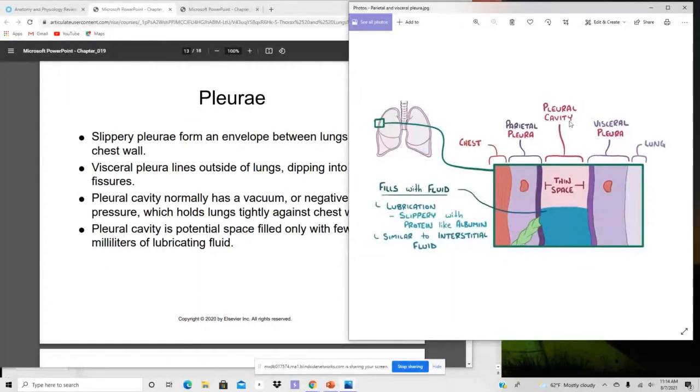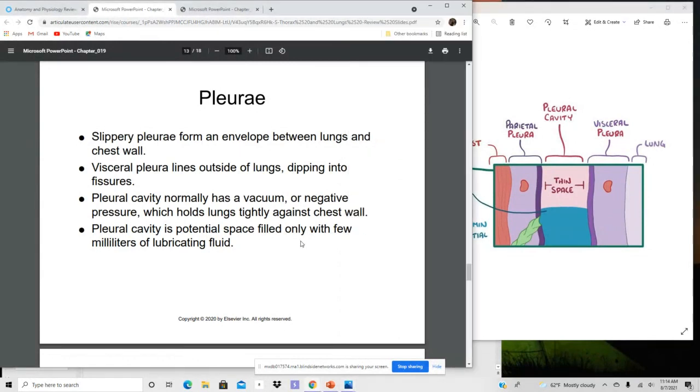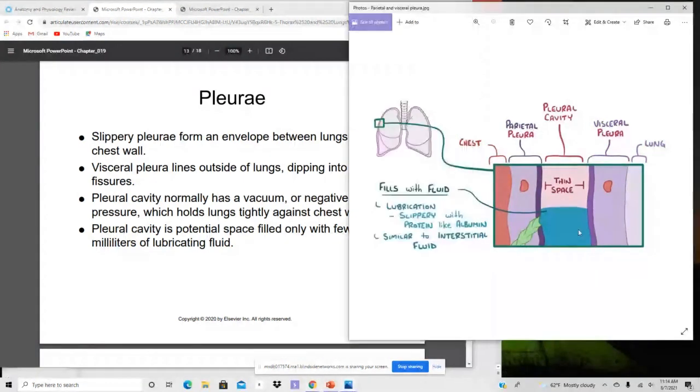And normally the pleural cavity has a thin amount of fluid, normally about 10 mLs, which creates a negative pressure, and it keeps the lungs tightly adhered to the chest wall. So as you can see in this picture, it fills with fluid, and it helps to lubricate the lungs when you inhale and exhale, and it prevents the different lobes of the lungs from rubbing up against each other.